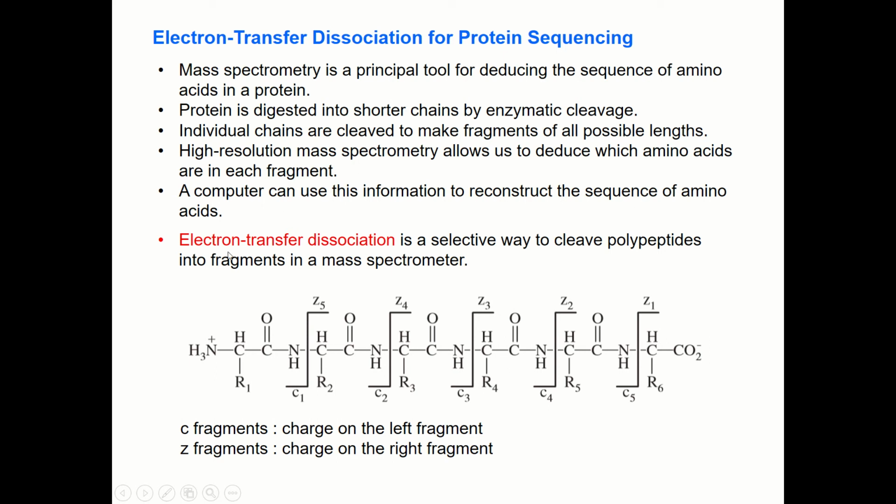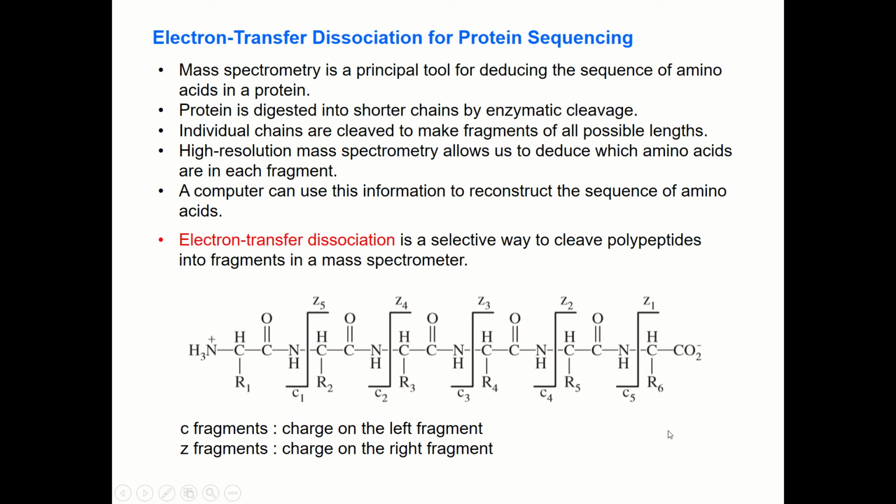The computer can use this information to reconstruct the sequence of amino acids. Electron transport dissociation is a selective way to cleave polypeptides into fragments in a mass spectrometer. Here you see the C and Z. C means if you cleave here, positive charges are formed on the left hand side. If you cleave the bond here, this part on the left hand side is charged. Charges on the left fragment, and Z means charges on the right fragment.